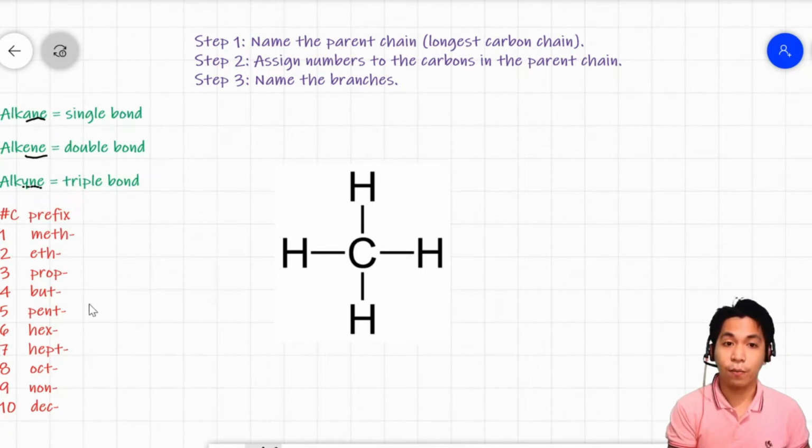If the compound has only one carbon, you will use the prefix meth. For two carbon atoms, the prefix eth. If there are three carbon atoms, prop. If there are four carbon atoms, but, and so on and so forth.